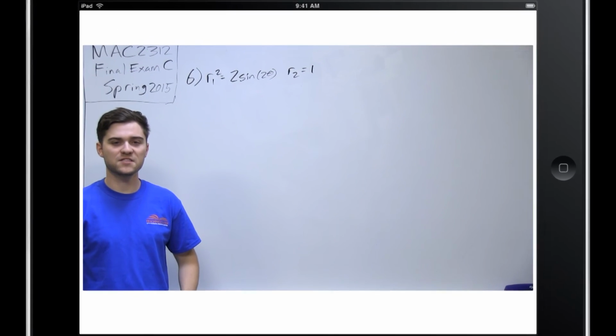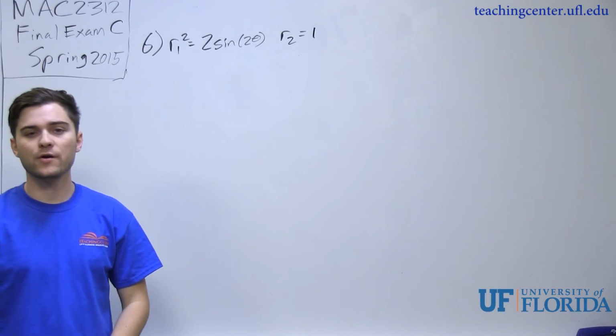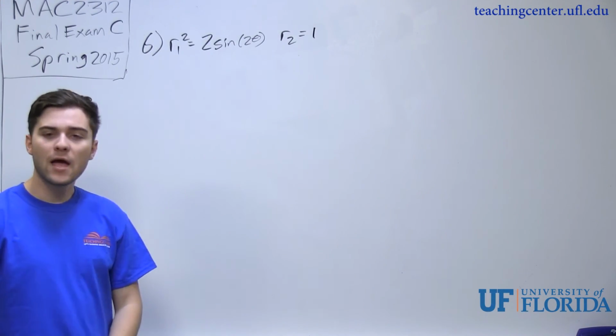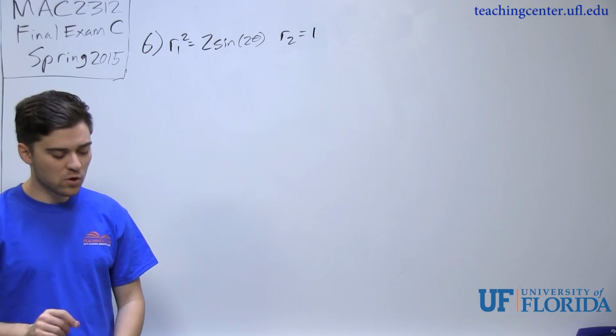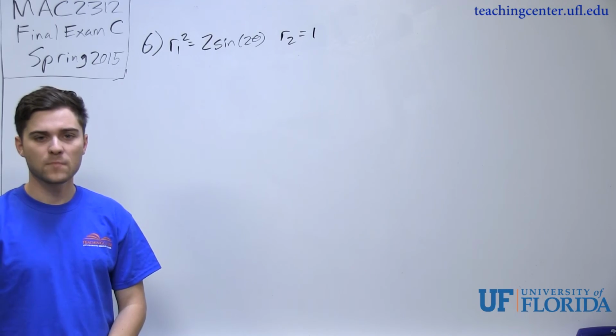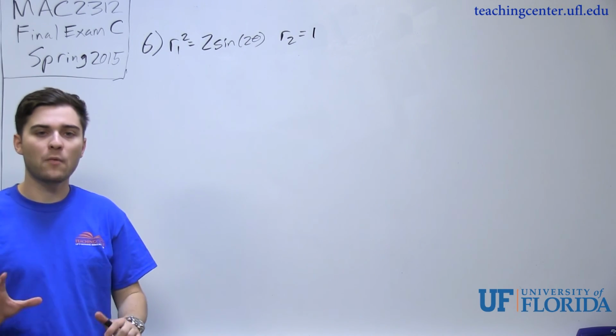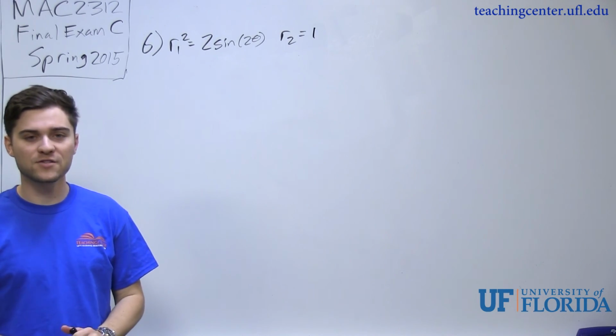Problem number 6 is a polar graphing problem. It gives you two curves, r1 squared equals 2 sine of 2 theta, and r2 equals 1. And it wants you to find the area inside both of those curves in the first quadrant. So let's see if we can get a graph of this overall shape so that way we can identify exactly where our area is going to be.